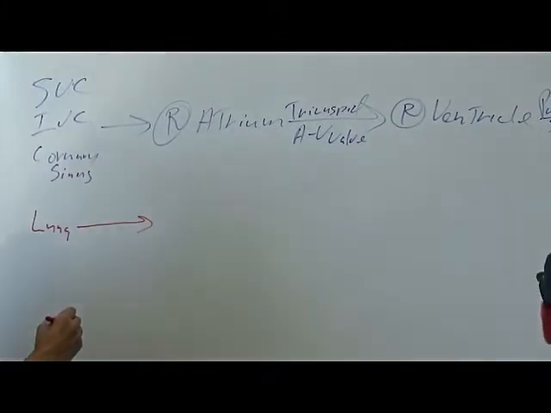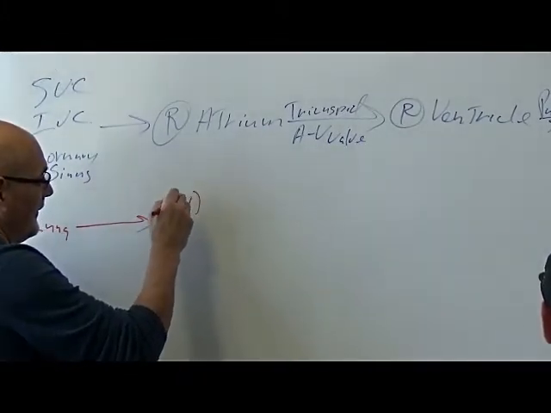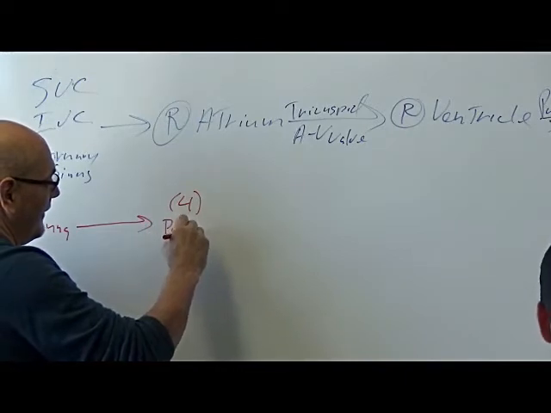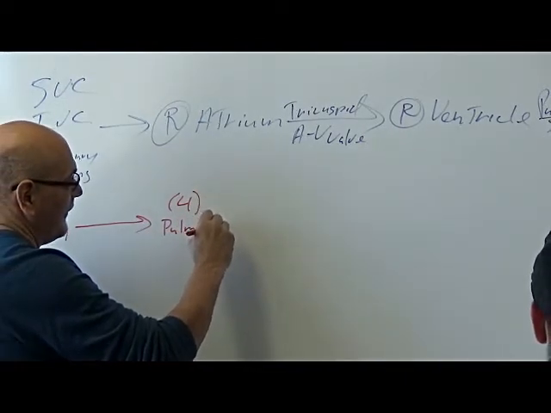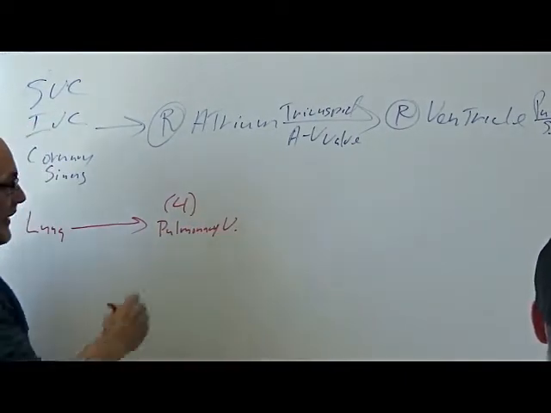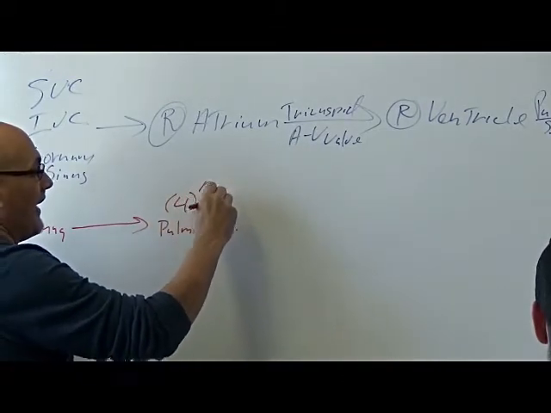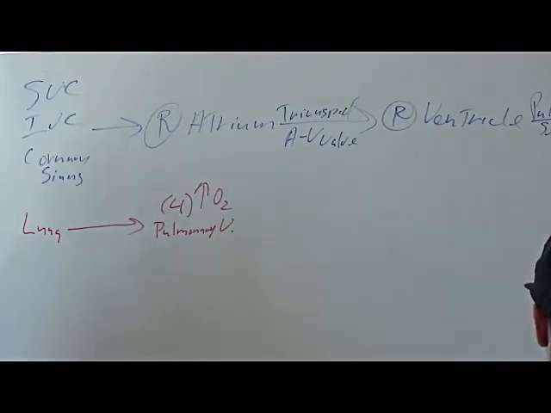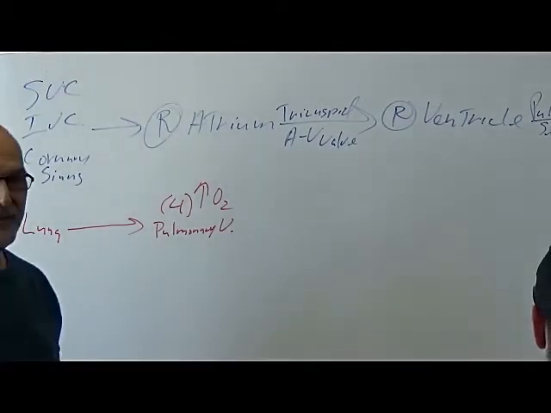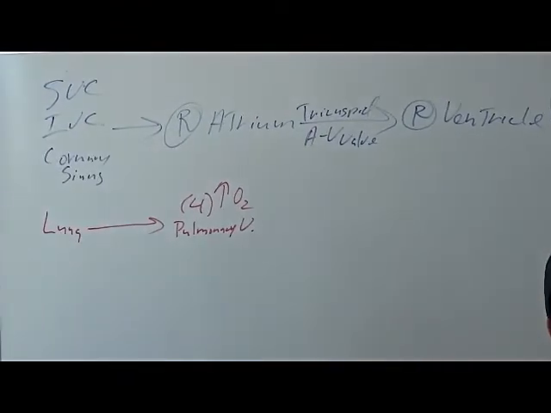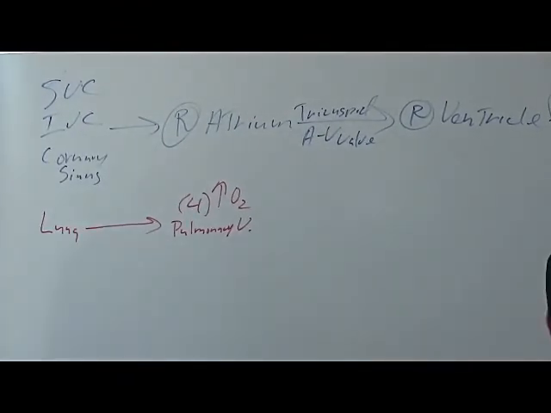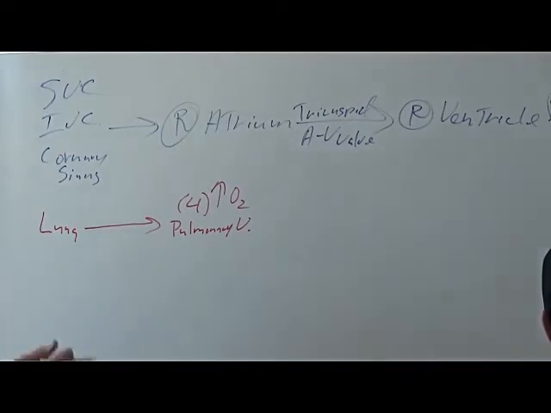So now what do we have to go through? Four pulmonary veins. And now you notice the oxygen levels are high. Why? It just came from the lungs, exactly. Not too little, not too much, just right.